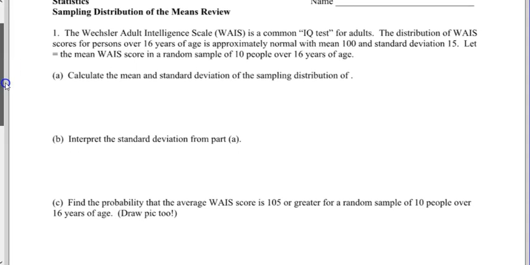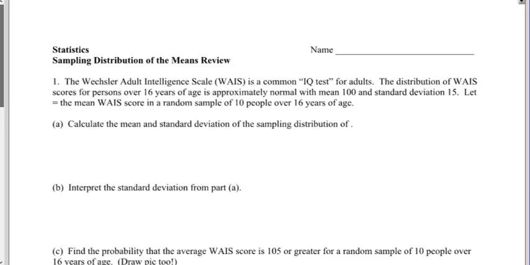Okay, so the review for the assessments. The Wechsler Adult Intelligence Scale, known as the WAIS, is a common IQ test. The distribution of WAIS scores for persons over 16 is approximately normal. So it's important, when you see the words approximately normal, that's important. You should make note of that.